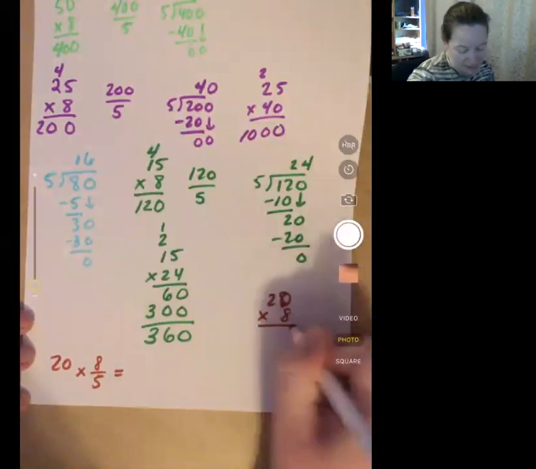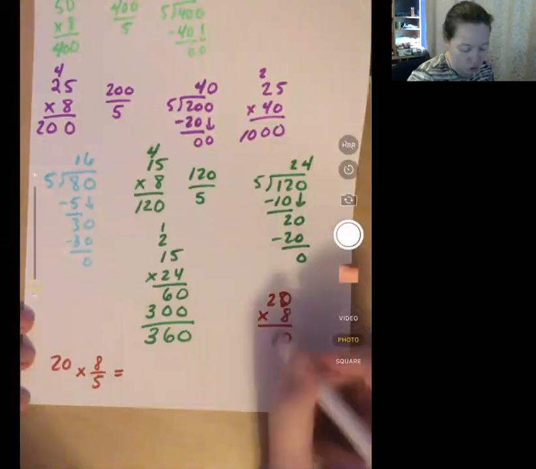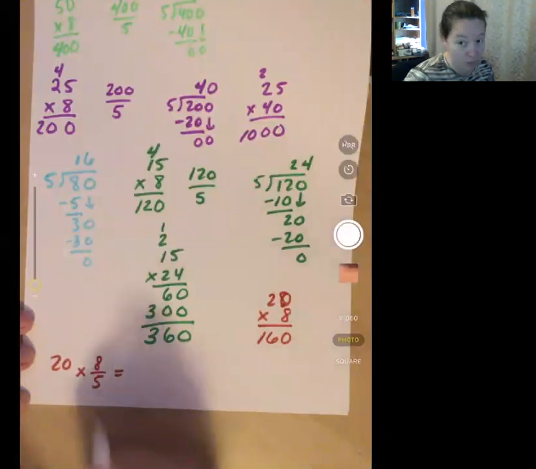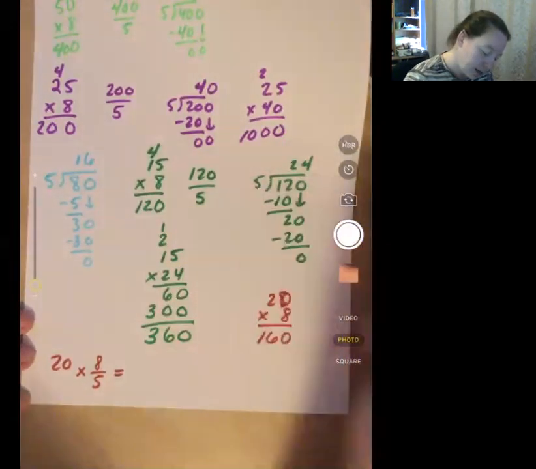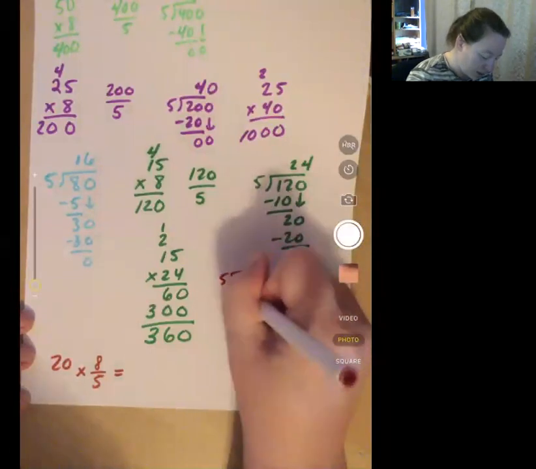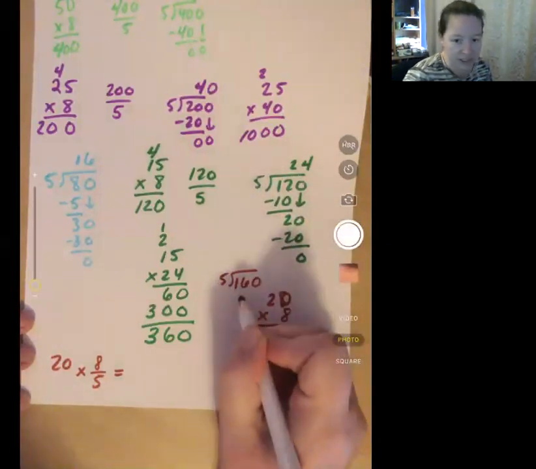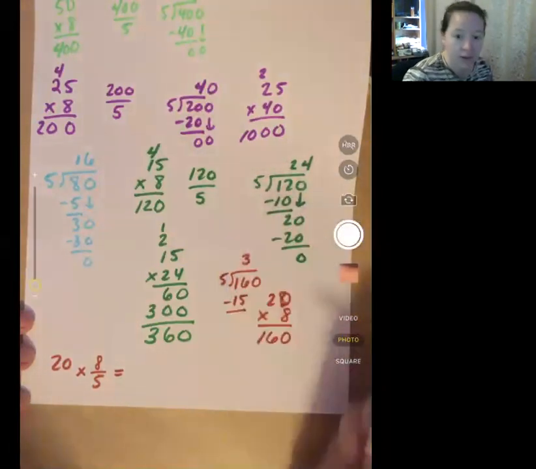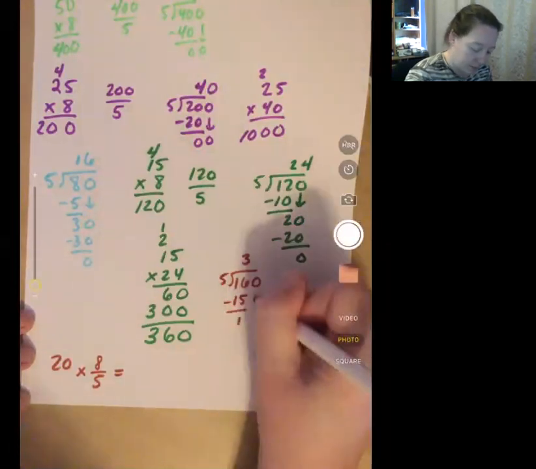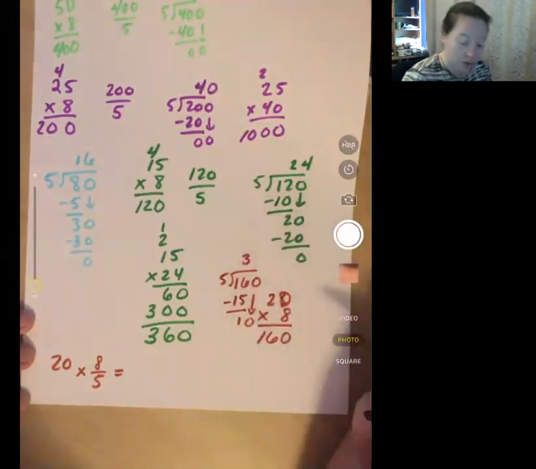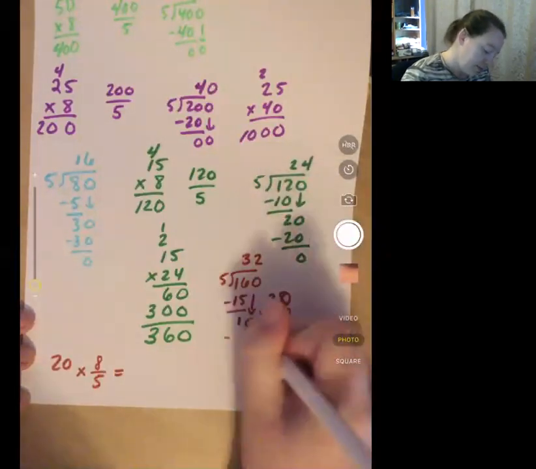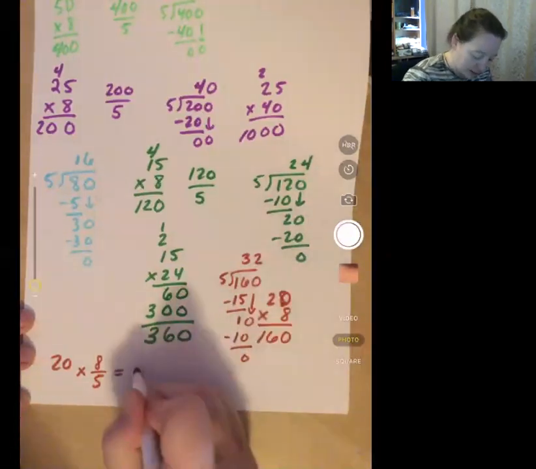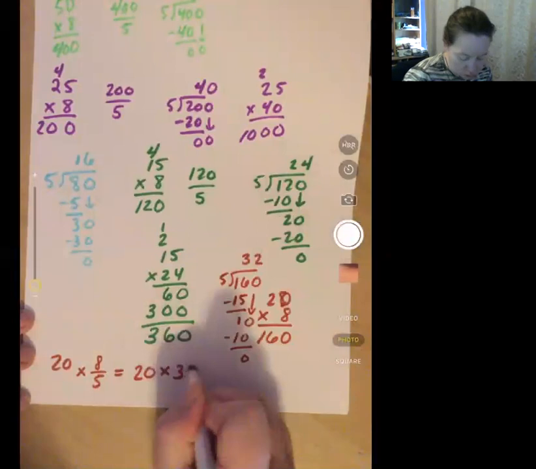20 times the 8/5 equals 20 times 8. 8 times 0 is 0. 8 times 2 is 16. 160, we can divide by 5. We can definitely divide by 5. 5 goes into 160. 5 goes into 16 3 times, because 3 times 5 is 15. 6 minus 5 is 1. Bring down the 0. 5 goes into 10 twice. 2 times 5 is 10. 10 minus 10 is 0. So that is equal to 20 times 32.